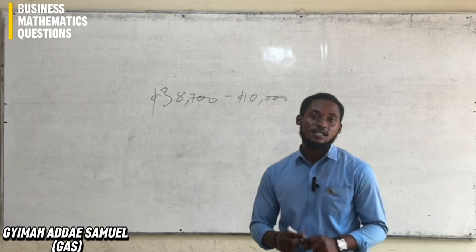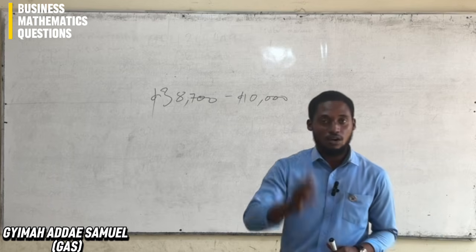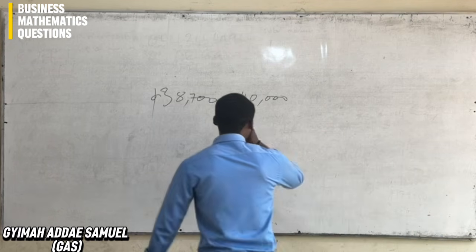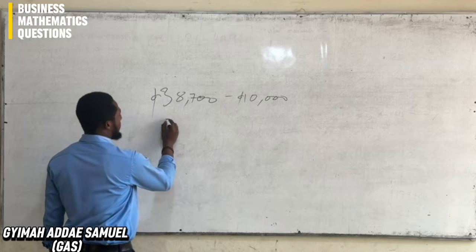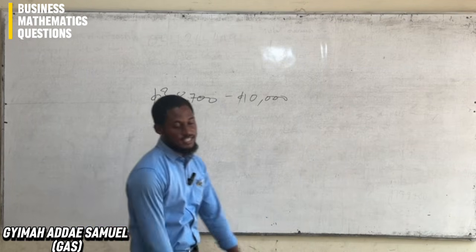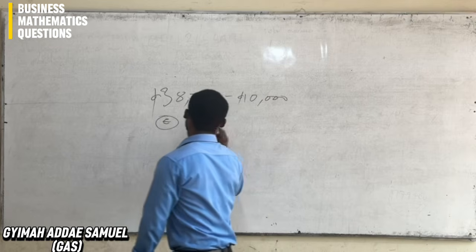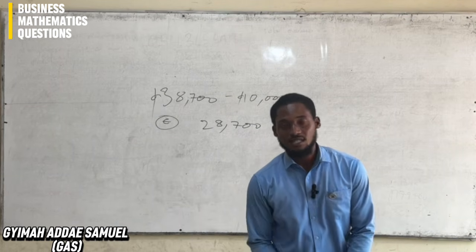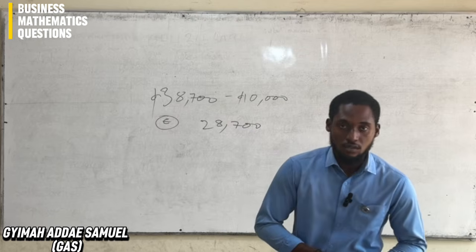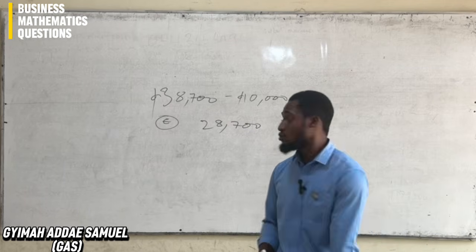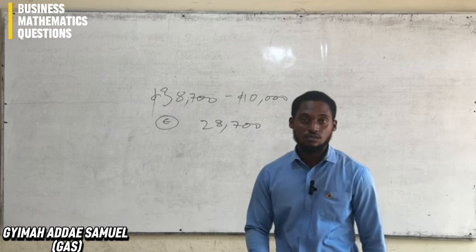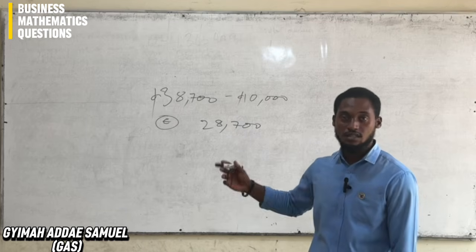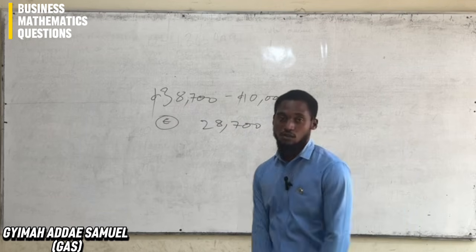And this 28,700 wasn't among the options. It wasn't provided. So what you do is you write your answer, 28,700, and you shade E. This question is asking you to calculate commission amount, not commission. So you subtract your quota from your sales to get this amount. And as you know, it's not in the options given, so you shade E and you write your answer as well.